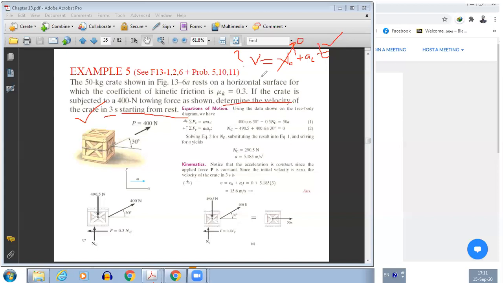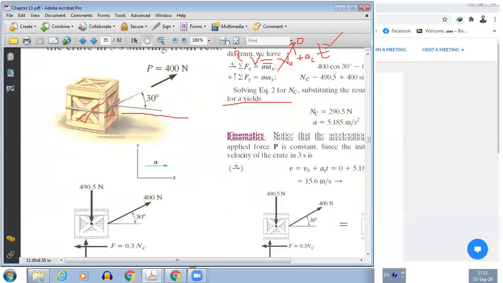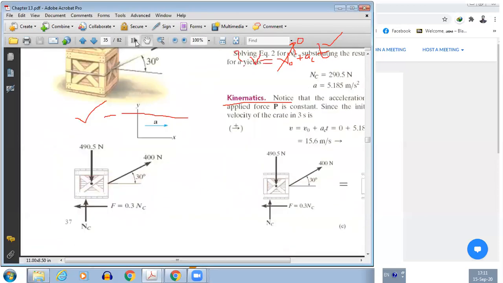So the crate is on the ground. First we need to draw the free body diagram. The free body diagram would be like this. So we have the crate. The weight of the crate is known, so we know the force of weight. Then we know that 400 Newton is applied at 30 degrees.